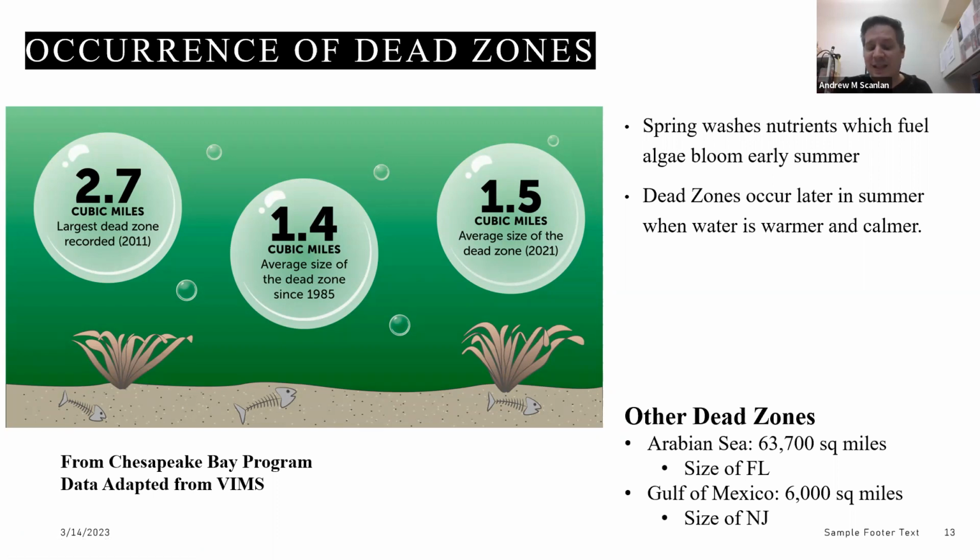So the Arabian Sea has the biggest dead zone in the world. It's about 63,700 square miles, so roughly the size of Florida. And then the Gulf of Mexico has a very famous dead zone that typically occurs every summer. It's about 6,000 square miles, which is the size of New Jersey. So the dead zone in the Chesapeake Bay isn't as big as these. It's still concerning, but just to put things in perspective.